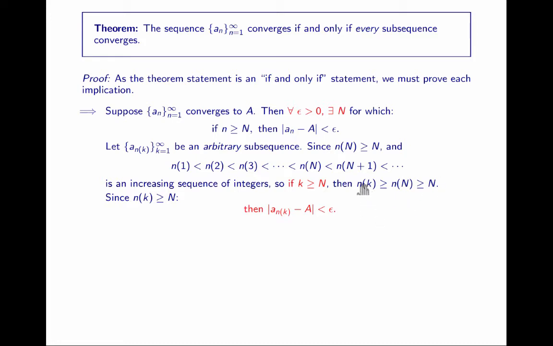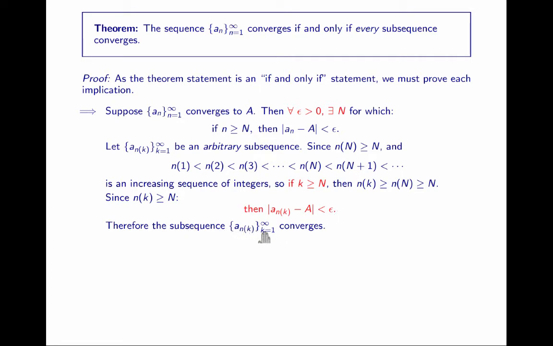So by transitivity, n of k is greater than or equal to big N, which means that this statement is true about a n of k, which is what we have here. Now, if I notice what I have in red, for any epsilon greater than 0, there exists a natural number, and if k is greater than that natural number, a n of k minus a is less than epsilon. So I've shown that the subsequence converges.